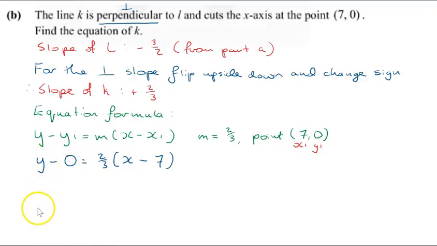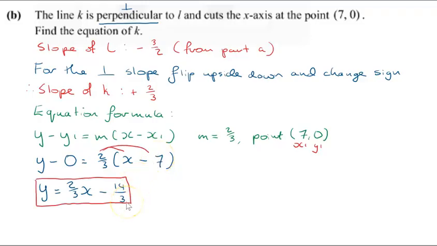So we bring down the y and the equals. We can just forget about the 0. Y minus 0 is just y. And then we're going to multiply in the 2 over 3 because brackets mean multiply. So 2 over 3 multiplied by x, a number times a letter, we stick them together. So we get 2 over 3x. And then 2 over 3 multiplied by minus 7 gives us minus 14 over 3. So here we have our line, y is equal to 2 over 3x minus 14 over 3.